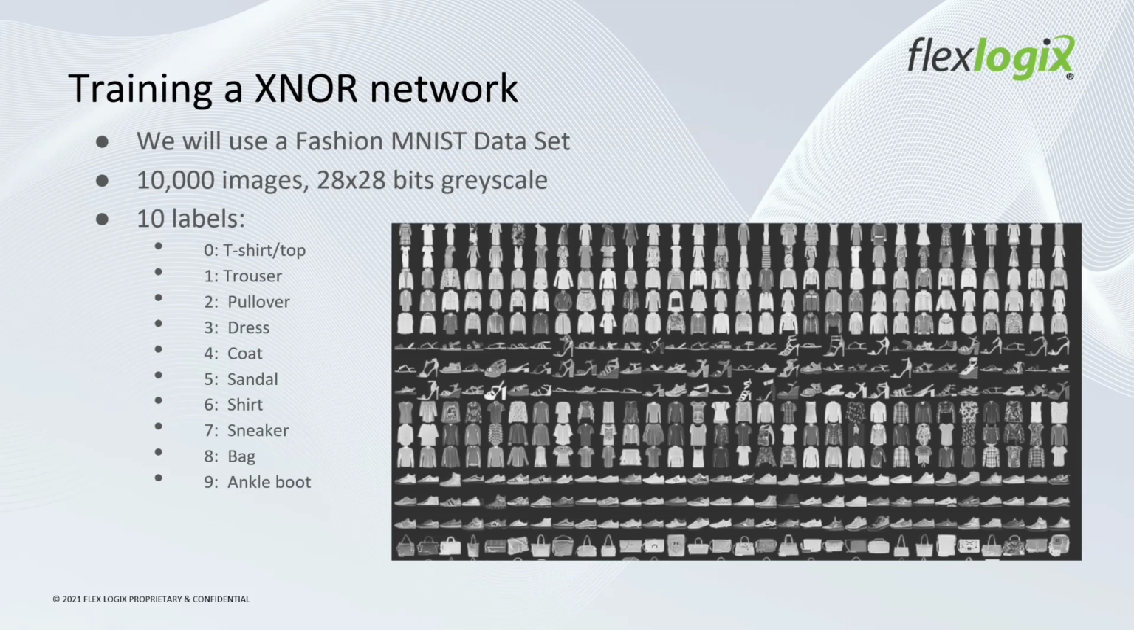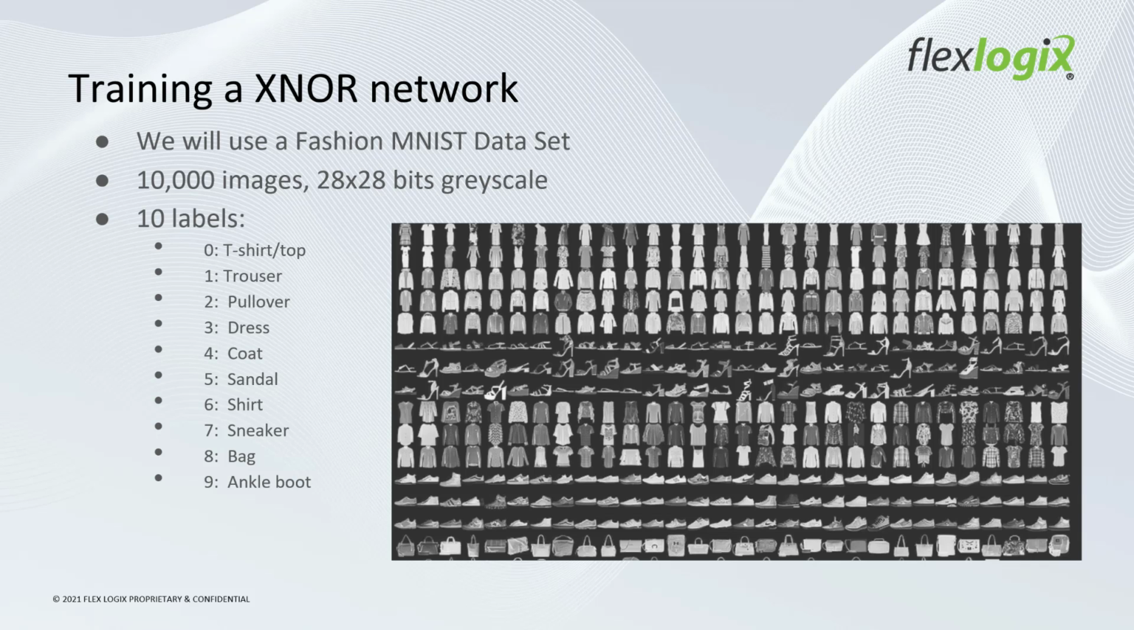We will use a Fashion MNIST dataset to train our XNOR network. The dataset has 10,000 images, 28 by 28 bits grayscale, and 10 labels. The labels are numbered 0 to 9 and correspond to the following: 0 being t-shirt or top, 1 trouser, 2 pullover, 3 dress, coat, sandal, shirt, sneaker, bag, and 9 being ankle boot.